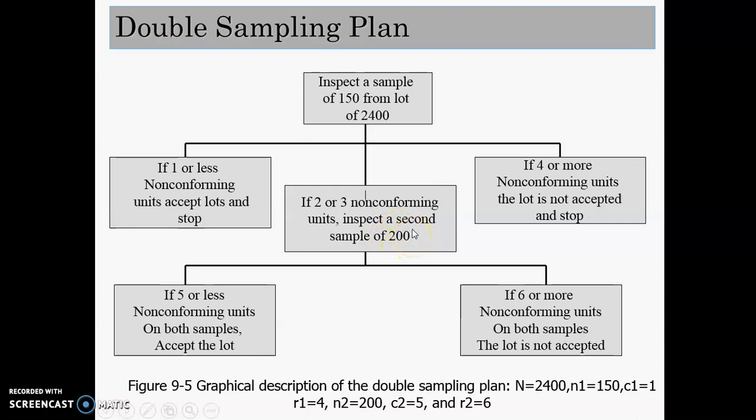The next step is we pick another 200 samples from the 2400. From here, 200 plus 150, if these two samples have defects of more than 6, reject the lot. If the 150 and 200 have defects of 5 or less, accept the lot. This is the double sampling plan.